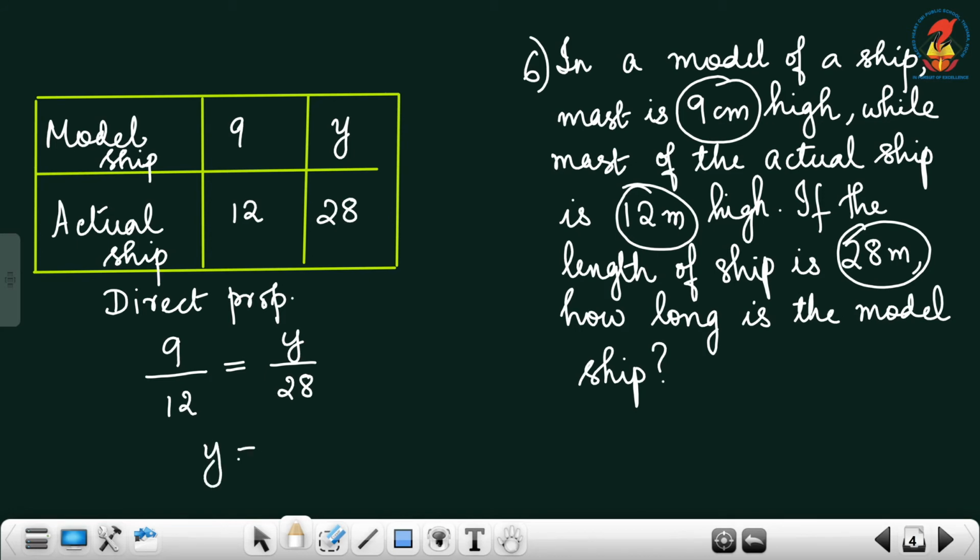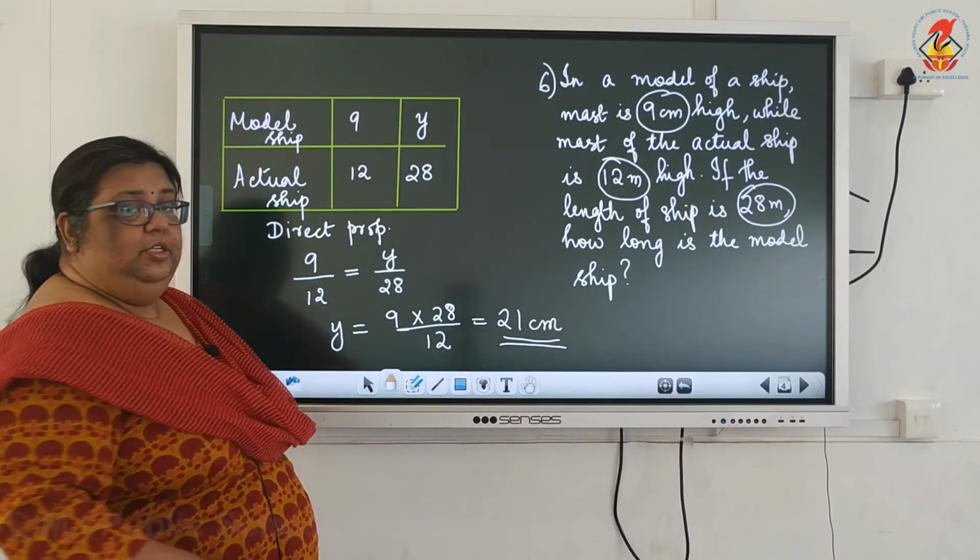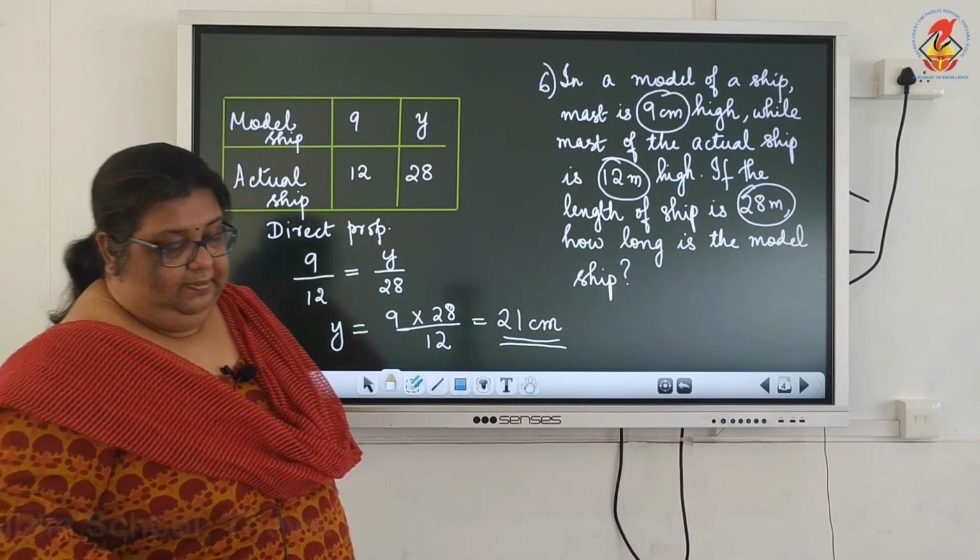When you cross multiply, what will you get? 9 into 28 by 12. You can cancel off the numbers and then you will get the answer as, what will be the answer? It will be 21 centimeter. So, the length of the model ship will be 21 centimeter.